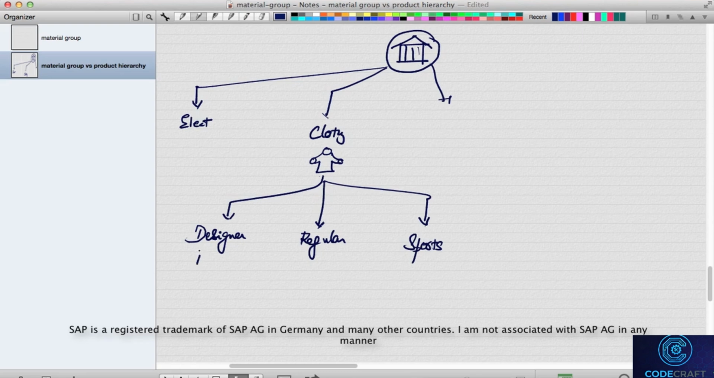Now, designer is doing a revenue of say 100 million. Regular is doing a revenue of say 50 million. And sports is doing a revenue of 50 million. And what's the total revenue in clothing? 100 plus 50 plus 50. That's 200 million.